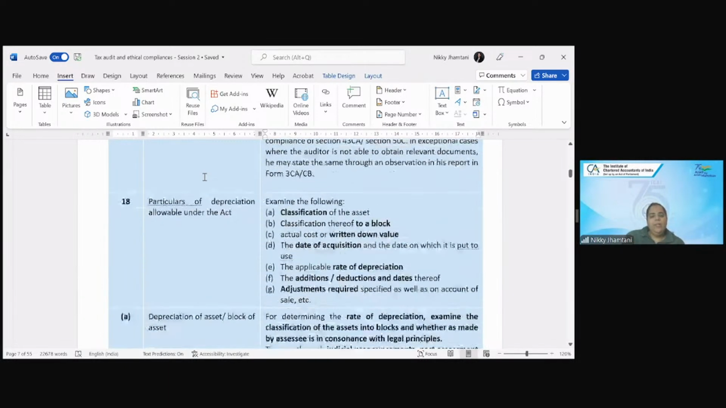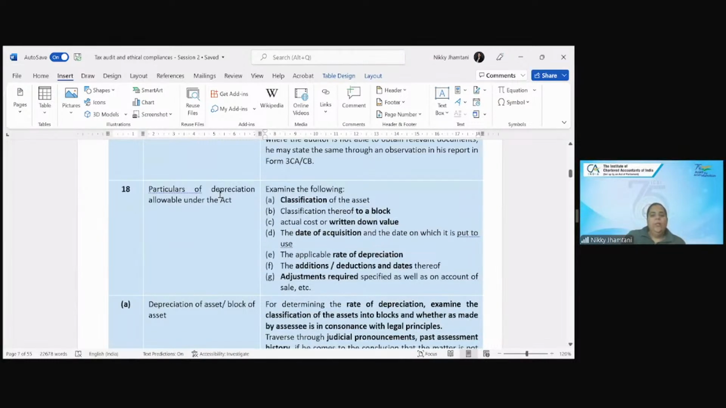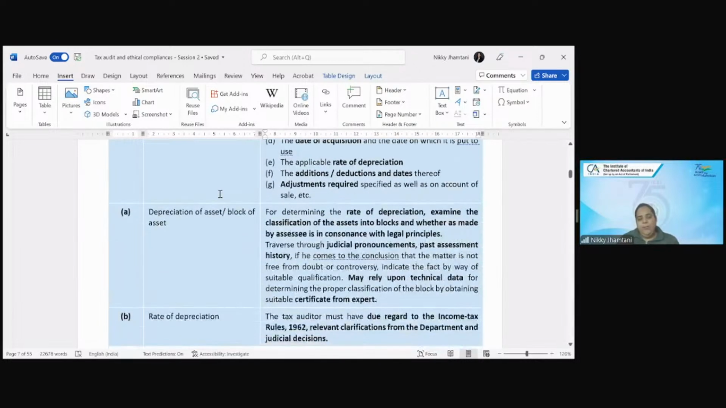देन क्लॉज 18. क्लॉज 18 डील्स विद डेप्रिसिएशन अलाउएबल. डेप्रिसिएशन सबको पता है सेक्शन 32 इनकम टैक्स एक्ट का, उसकी अलाउएबिलिटी को एग्जामिन करने के लिए क्लॉज 18 है. और क्या क्या वहाँ पे आपको एग्जामिन करना है? क्लासिफिकेशन ऑफ द सेट, classification thereof to a block, actual cost or WDV of the asset, the date of acquisition and the date on which it is put to use, the applicable rate of depreciation, the additions, deductions and dates thereof, adjustments required specified as well as on account of sales, then depreciation of asset or block of asset.